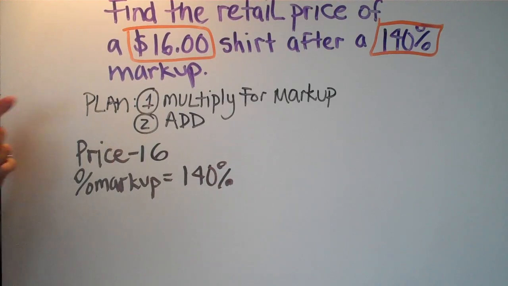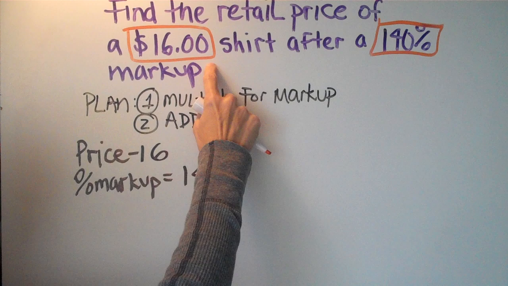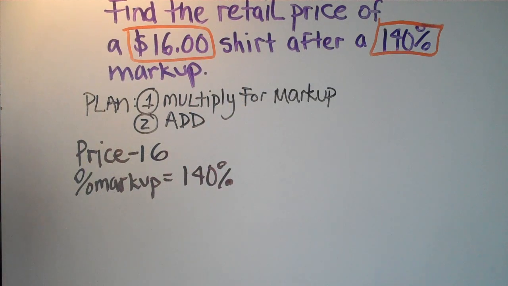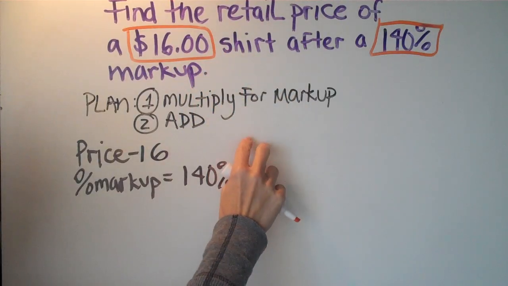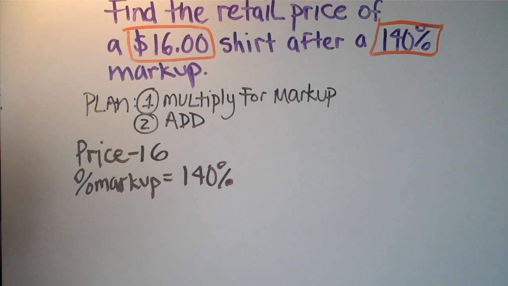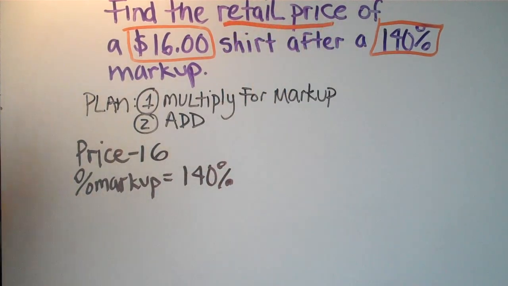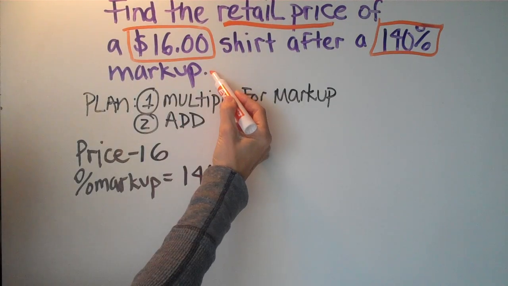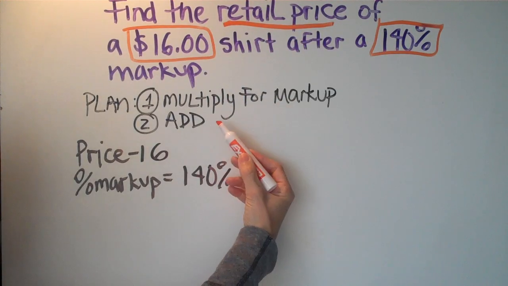So here's the plan. You multiply the 140% times the 16 to figure out what that markup is. We did that in the last video, and this time you're going to add to find the retail price. That's what we're looking for. So we're not looking for the amount of the markup, we're looking for the new price after the markup is added. So you're going to multiply to find the markup and then you're going to add.